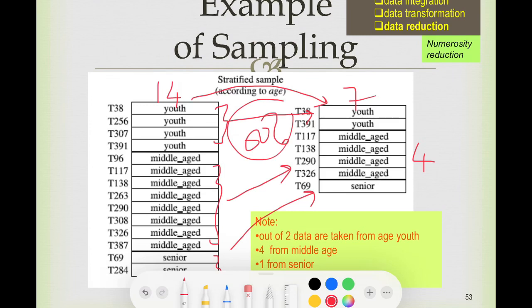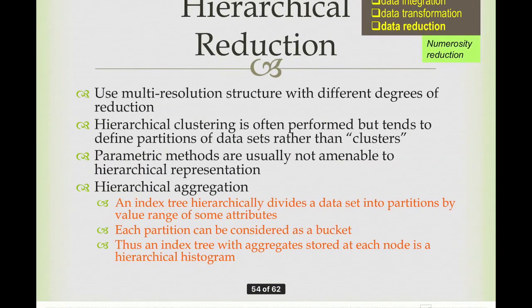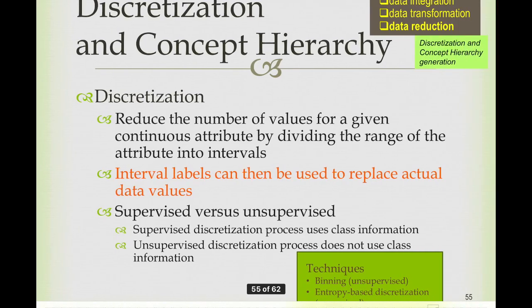But then it still retains the value of our label here. We still have youth, we still have middle age, and we still have senior. But the values of the tuples are different with the same ratio. So this is hierarchical reduction. And this is the concept of discretization, where in discretization, you are reducing the number of values of a given continuous attribute by dividing the range into intervals.